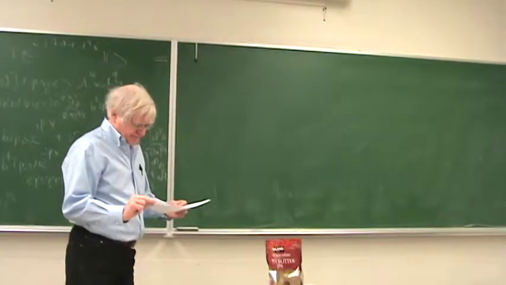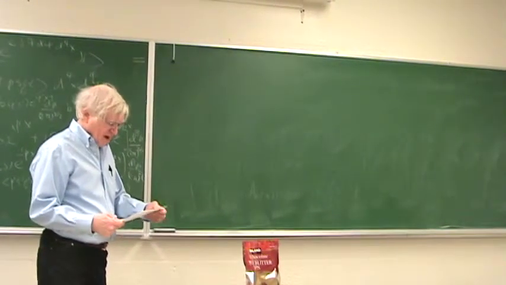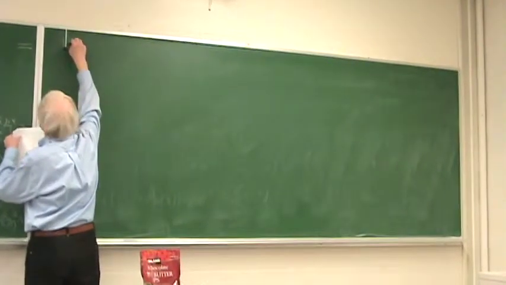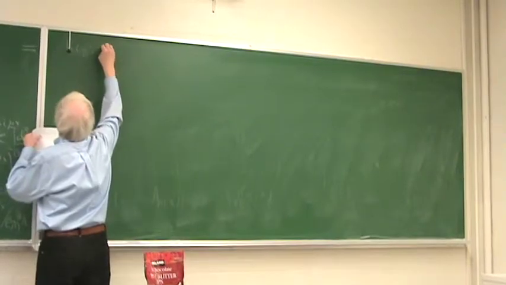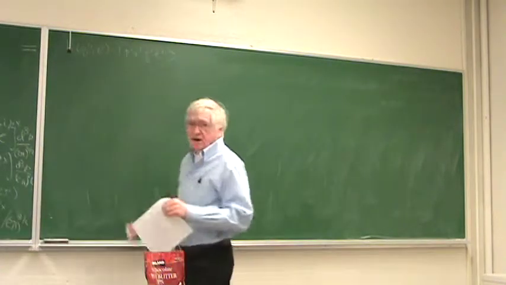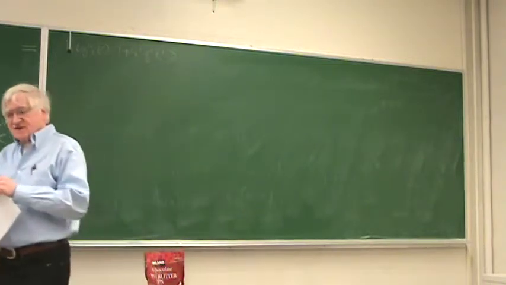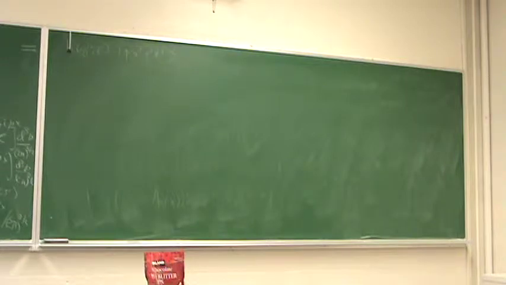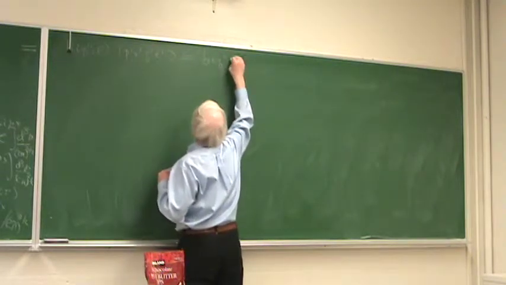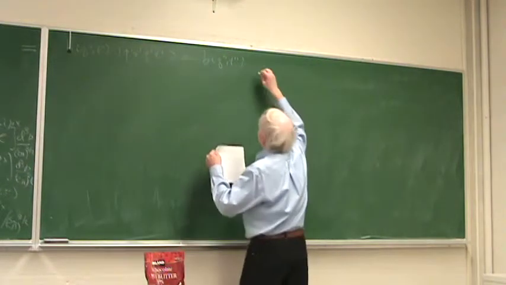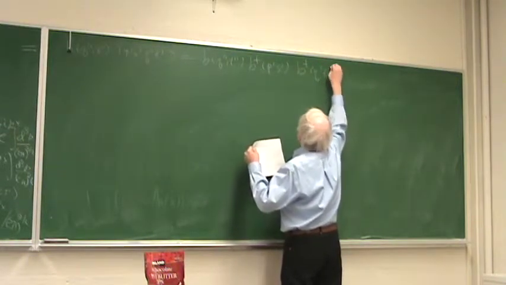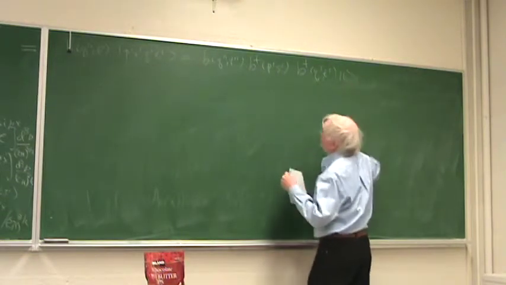Okay, so let's see. The first thing I want to show you is this. B of Q double prime, T double prime, on this state, B prime, S prime, Q prime, T prime. This is the final state, but I'm writing it as a ket instead of a bra, just because it's easier to think about. So this is B of Q double prime, P double prime. And what is this? This is B dagger of P prime, S prime, B dagger of Q prime, T prime, acting on zero.